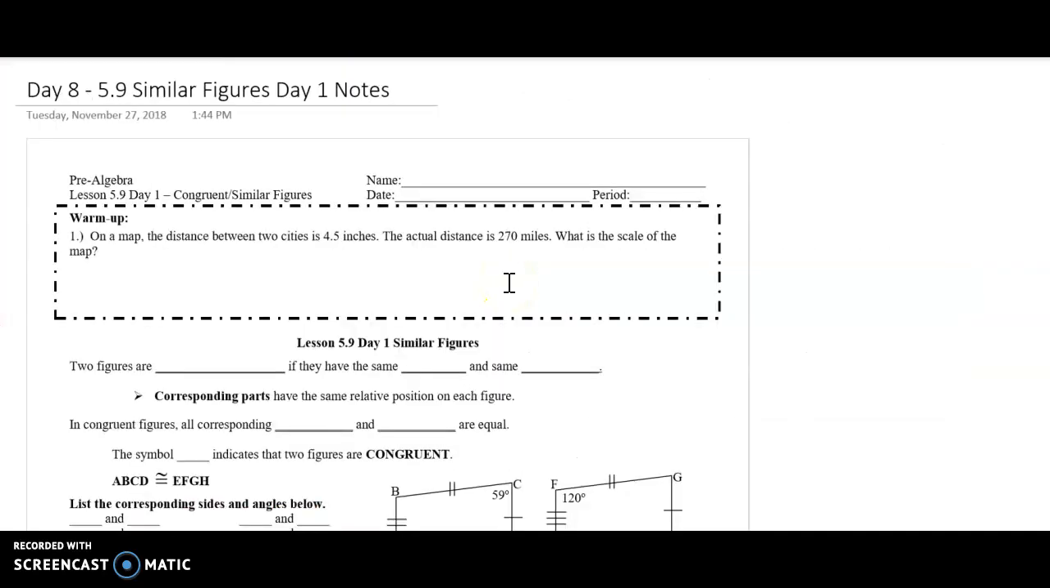Okay, so we're going to start with the warm-up, and I want you to try the warm-up on your own. Go ahead and pause the video, try the warm-up, and then you can play it again to double-check your answer here.